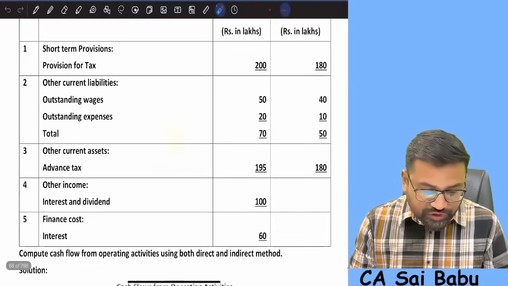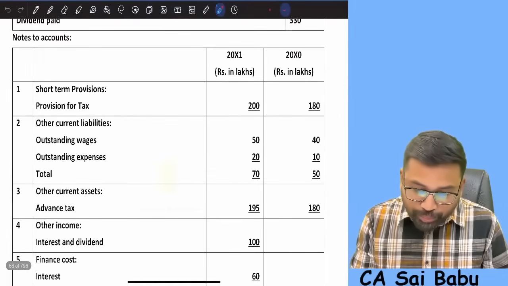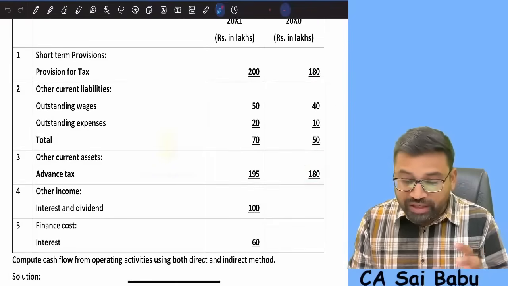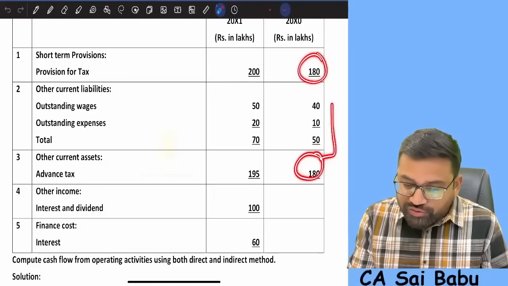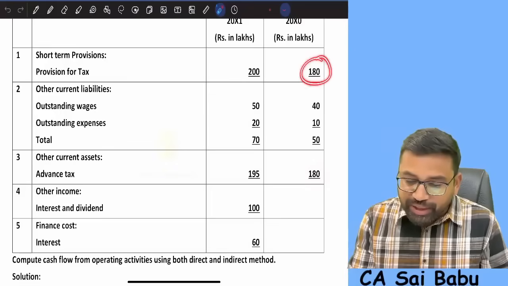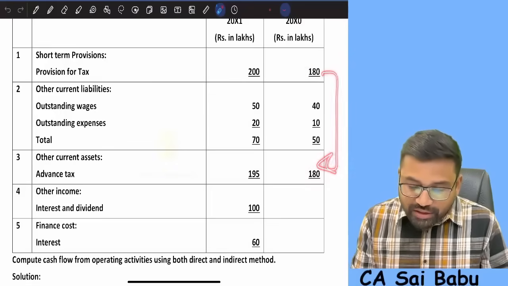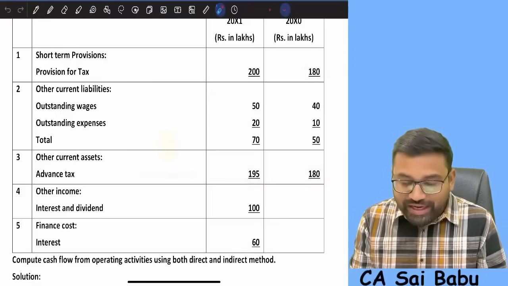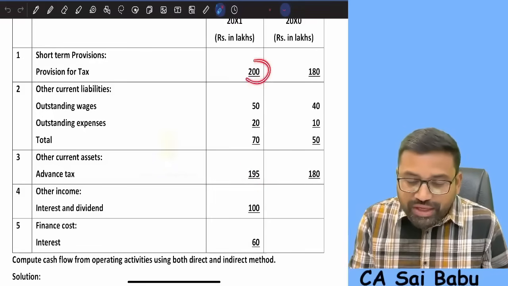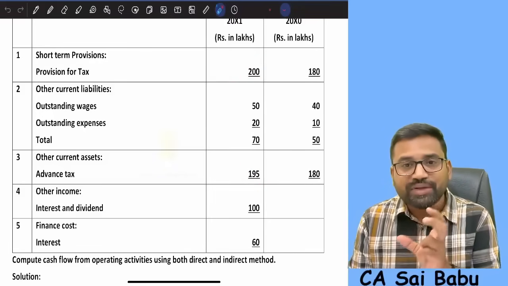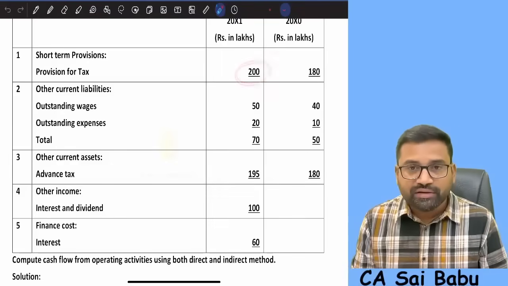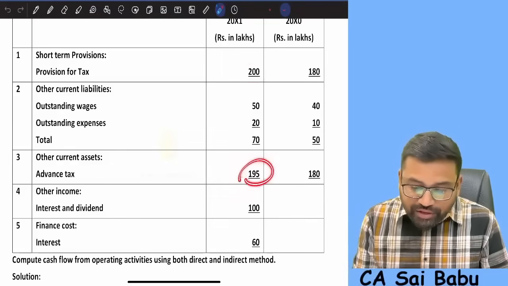In this illustration, you see they have given opening provision for tax 180 and advance tax 180. Opening provision as well as advance tax, both will be adjusted. Advance tax is my current asset, which I paid for tax only. So therefore, both will be adjusted. Whatever advance tax is there at the end, 195, this 195 is nothing but tax paid during the year. This 200 is nothing but provision for tax created from the current year. So while arriving at net profit, you add back this 200 and tax paid you consider 195.